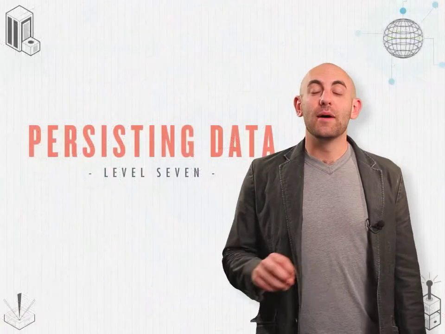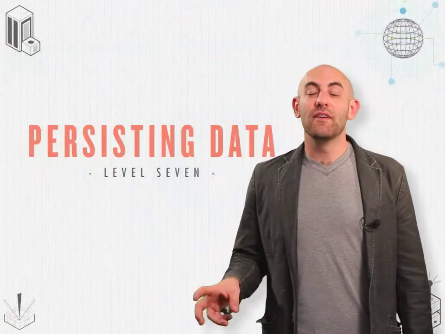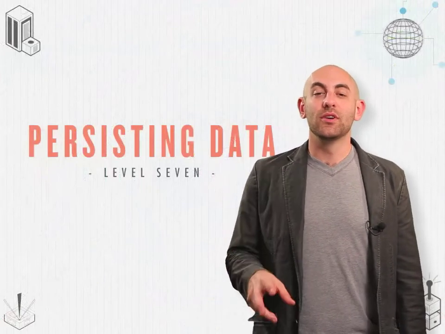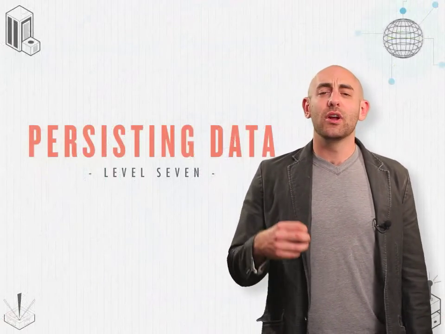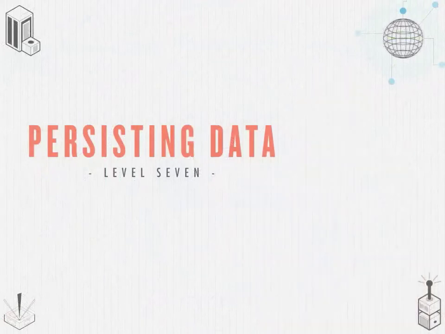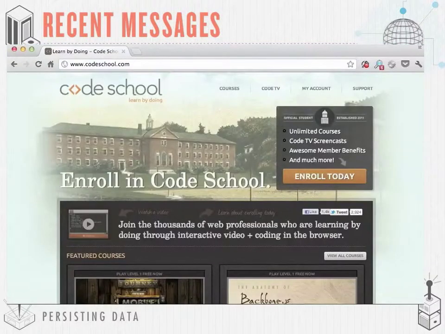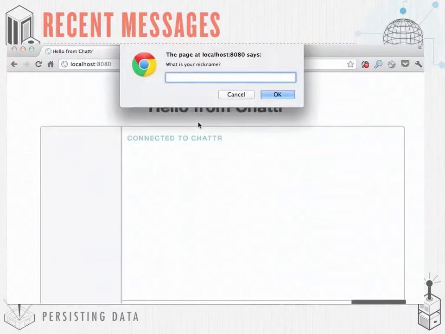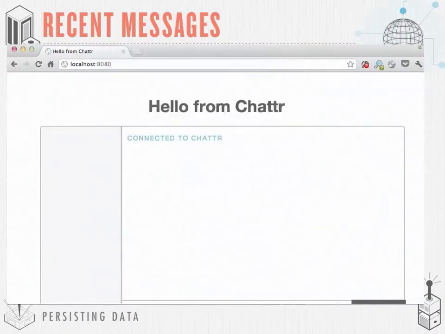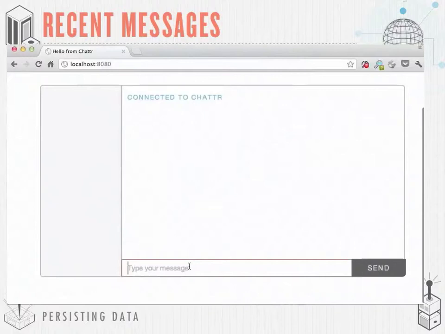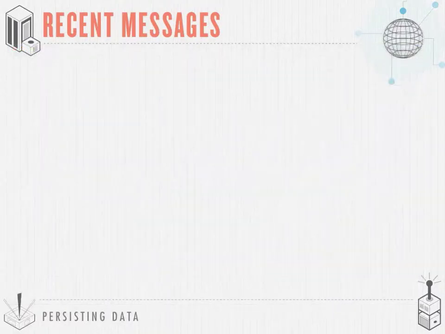You're watching Real-Time Web with Node.js. In Level 7, we're going to be continuing to build our chat application, and we're going to introduce some persistence. One of the limitations of the chat application that we wrote in Level 6 was that when a client connected, we didn't show them the recent messages that were sent in that chat room. As you can see here, when Spider connects, he doesn't see any of the messages that Dog has sent previously. So let's walk through how we would add that functionality to our app.